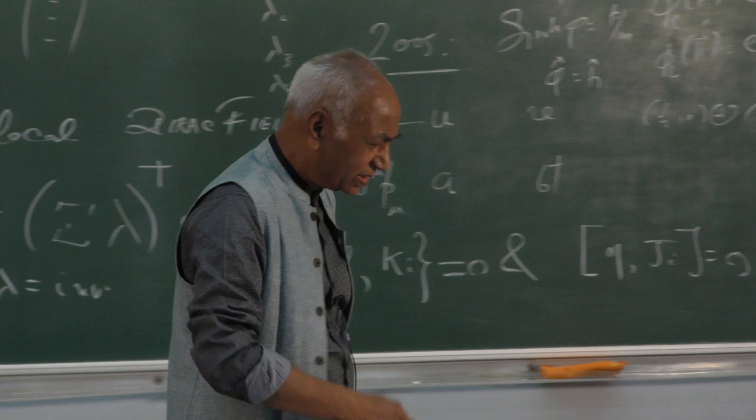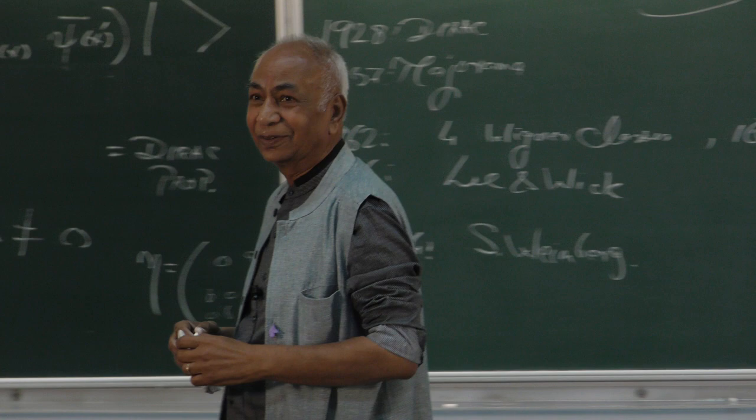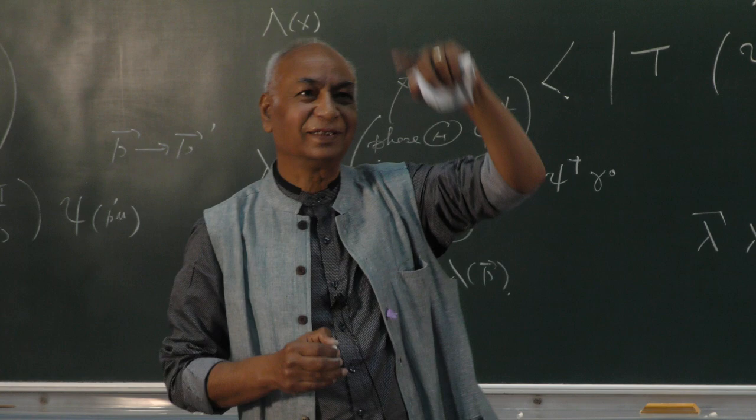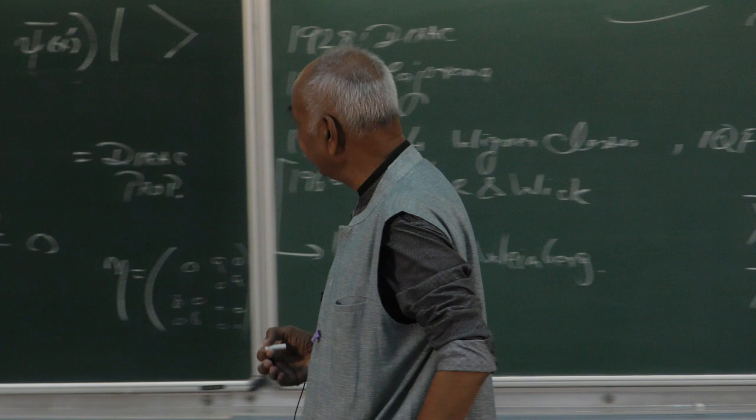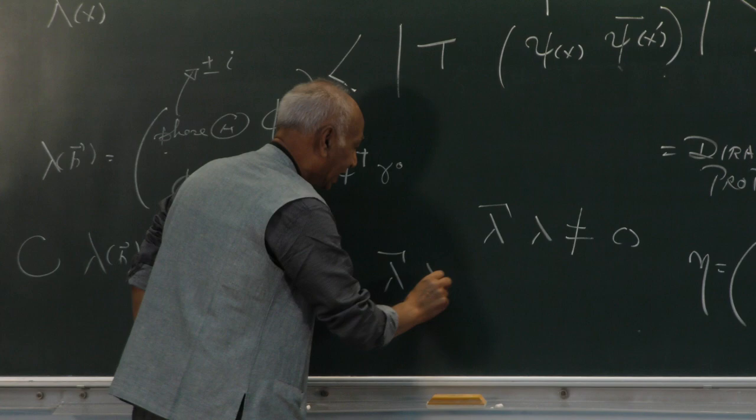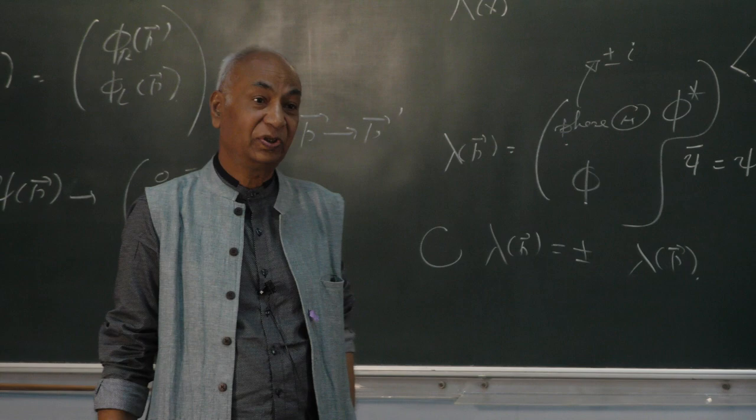We were sufficiently satisfied with it, but Krishna Mohan and Swagat, and where is Karthik? Karthik is sitting there. Karthik, they were not satisfied with it. He said there must be a freedom. And they were absolutely correct. And I discovered that freedom in the parking lot, as I was leaving. The freedom is that not only do you demand that lambda bar lambda be Lorentz invariant, but also the spin sums in which you have the structure lambda, lambda bar.